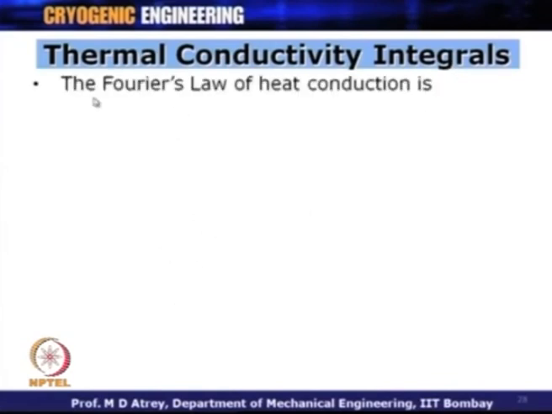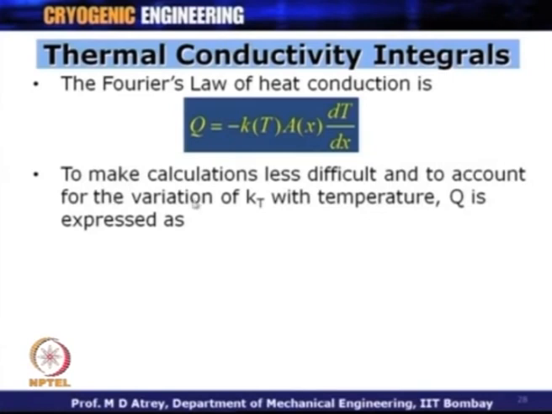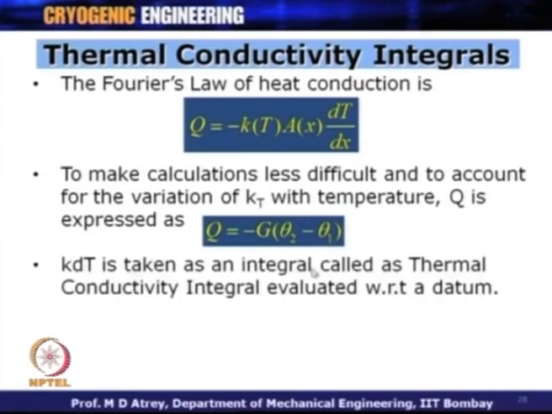Just to revise that, Fourier's law of heat conduction is, as you know, Q is equal to minus K into A into dT by dx, while K is a strong function of temperature in this case at cryogenic temperature. To make calculations less difficult and to account for the variation of K with temperature, Q is expressed as Q is equal to minus G into theta 2 minus theta 1, alright. We have seen this earlier, and here K dT is taken as an integral called thermal conductivity integral, which takes into account the variation of K with temperature.